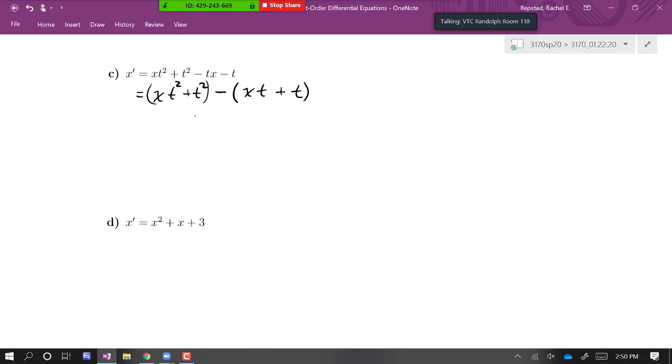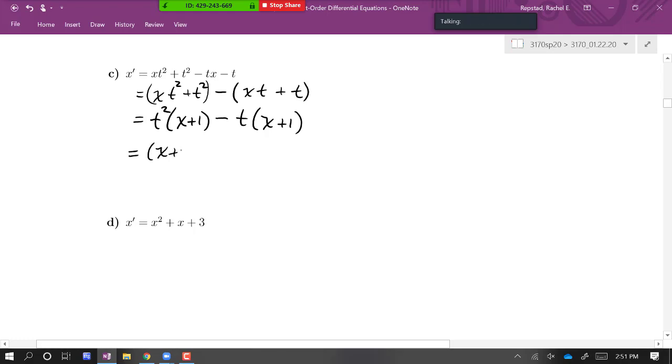Factor out the t squares on that first side there. Yeah. Like that? And then factor out the t's on the other one. Because where can we go from here now? Yeah, we'll take out the x plus 1. That's a common factor now. So we have x plus 1 times t squared minus t.